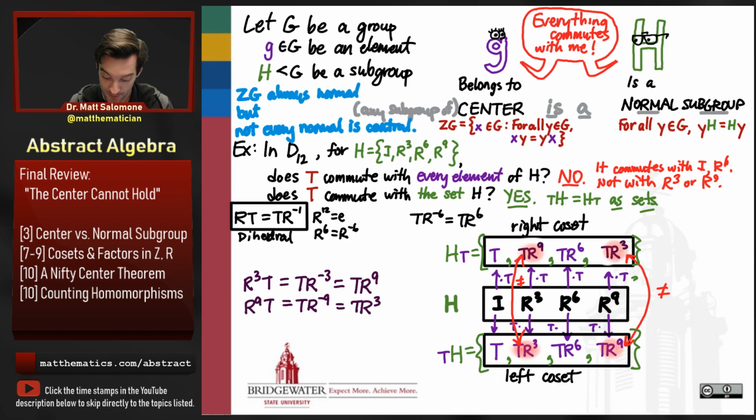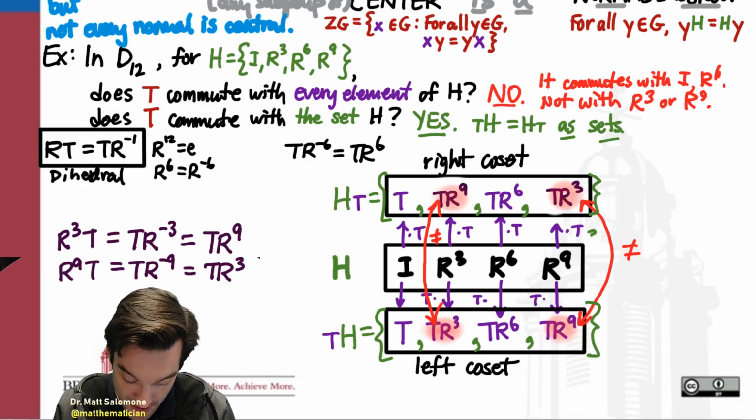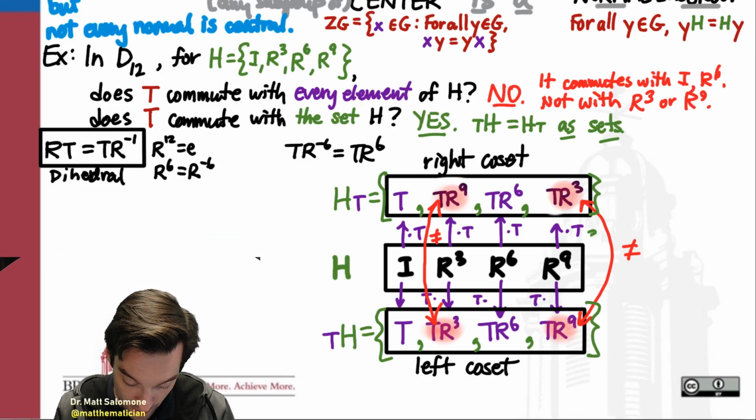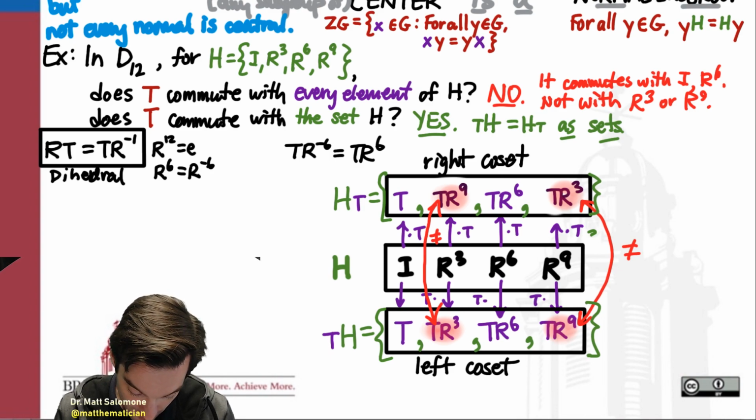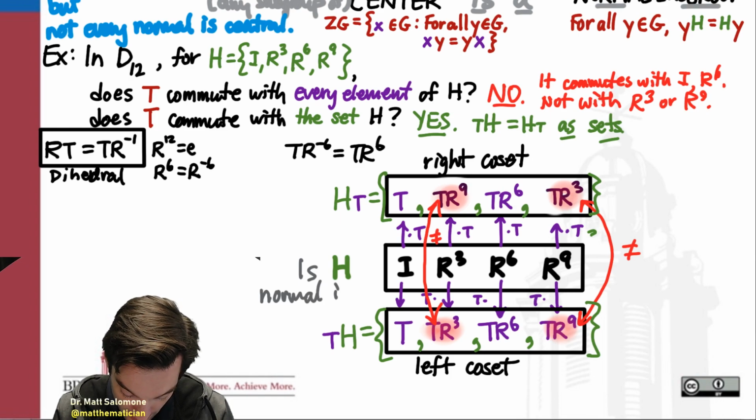And that's the difference. So how this shows up sometimes in the work that I would see a student do, right, is I would ask a question similar to the following. Let's suppose that I asked you in this question to check whether H was a normal subgroup. Is H normal in D12?